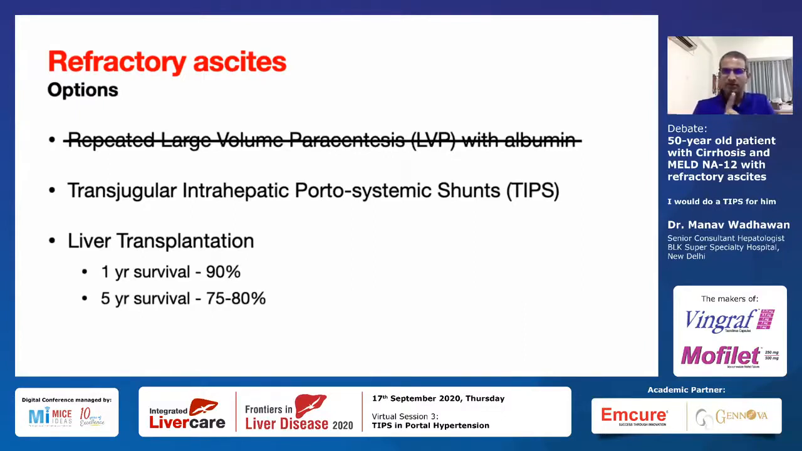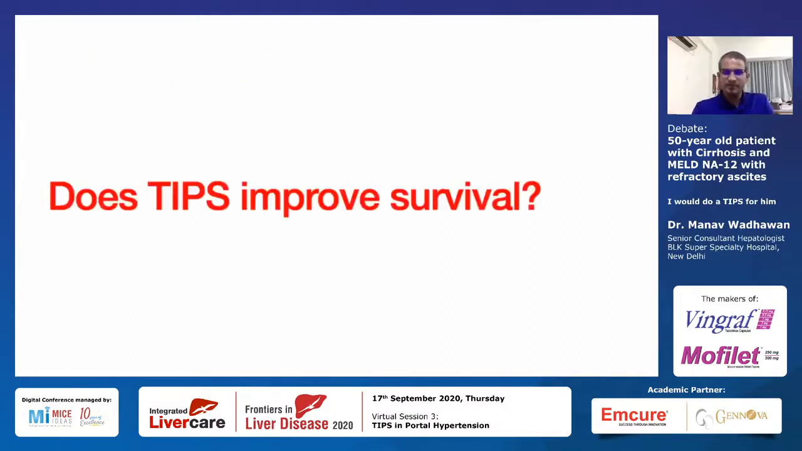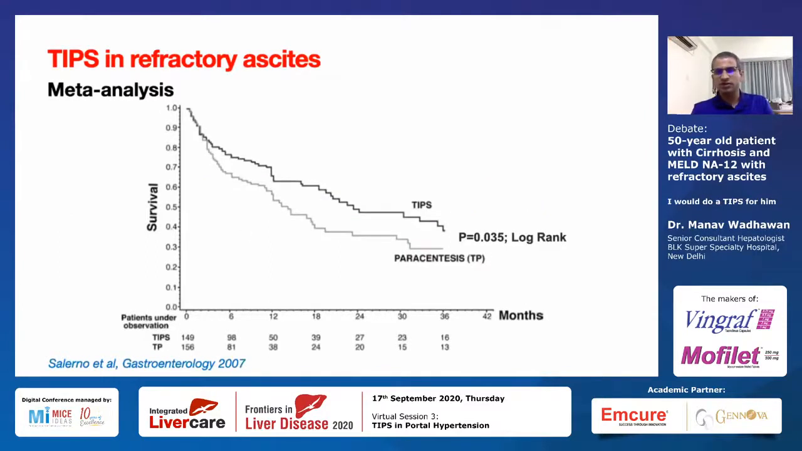I'm not talking about TIPS in general. I'm talking about TIPS in a guy who has a MELD sodium of 12. In fact, MELD sodium of less than 15. So the first question I'm going to answer here: does TIPS improve survival? Look at the data here. I'm sure Dinesh will quote this study.